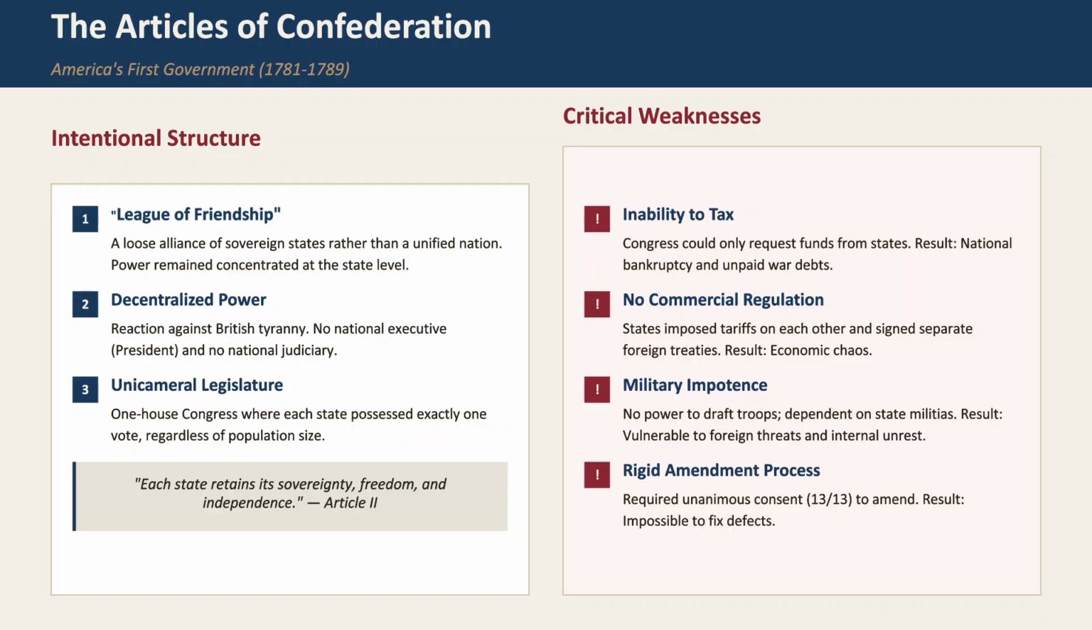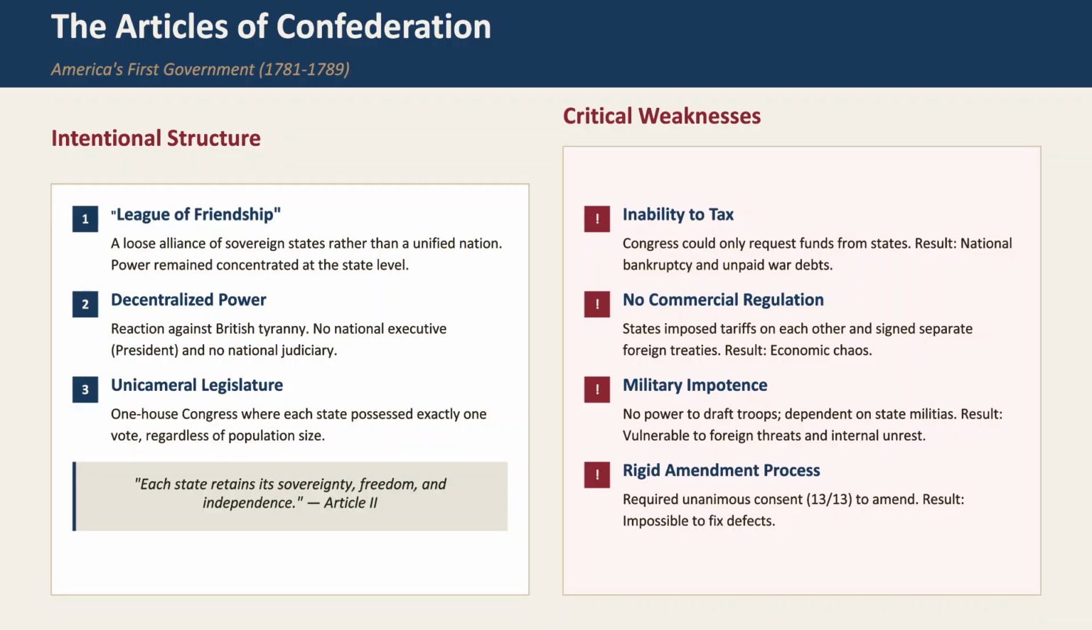After declaring independence, they were a new nation, and a new nation needs a government. The very first attempt at establishing a government was the Articles of Confederation. It created what they called a League of Friendship among the states. This League of Friendship developed from a deep fear of strong centralized power, and it deliberately created a weak national government. This was basically because of the experience they had with Britain being very heavy-handed.